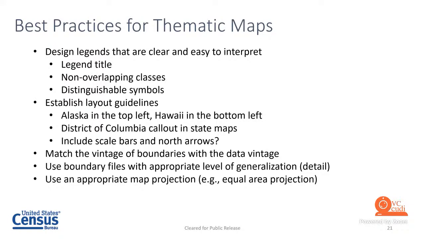We create what we call cartographic boundary files or generalized boundary files at scales of 1 to 20 million, 1 to 5 million, and 1 to 500,000 for mapping at various scales. We also want to make sure that we're projecting our data onto an appropriate map projection, and we use equal area projections for our static maps.